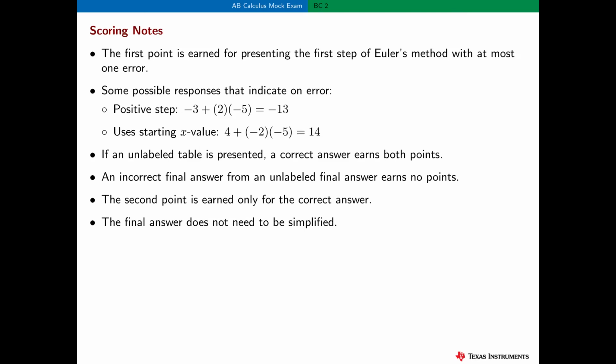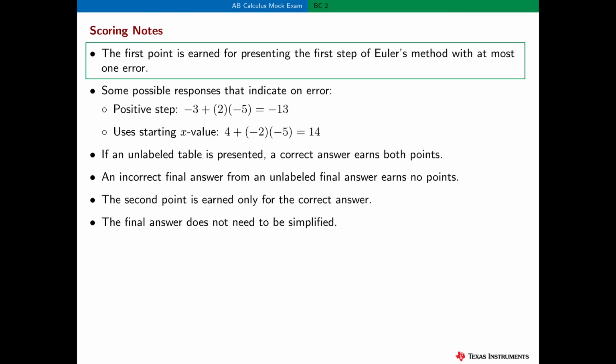Here are some interpretations of these scoring guidelines to help understand how points are awarded in this type of problem, and to help prepare for the next AP Calculus exam. The first point is earned for presenting the correct first step of Euler's method with at most 1 error. If there's only 1 error, and therefore we recognize a legitimate attempt at Euler's method, the student earns the first point, but is not eligible for the second point.